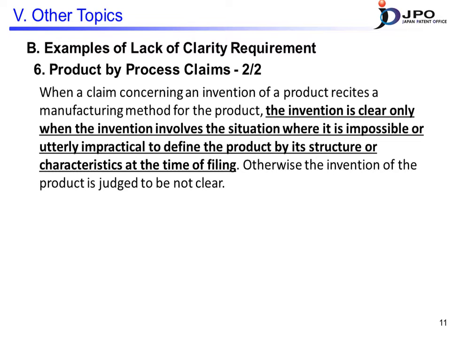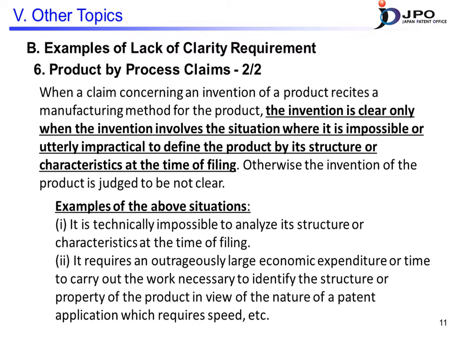In JPO practice, when a claim concerning an invention of a product recites a manufacturing method for the product, the invention is clear only when the invention involves a situation where it is impossible or utterly impractical to define the product by its structure or characteristics at the time of filing. In other words, as explained in the previous slide, the scope of the PBP claim is difficult to understand at a glance, and therefore the claim is unclear in principle.